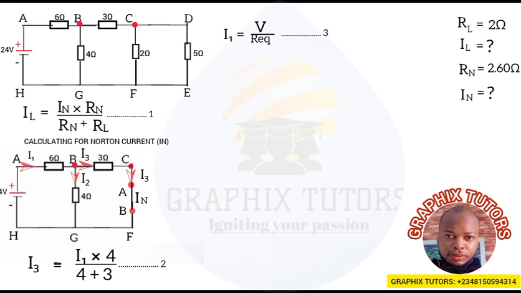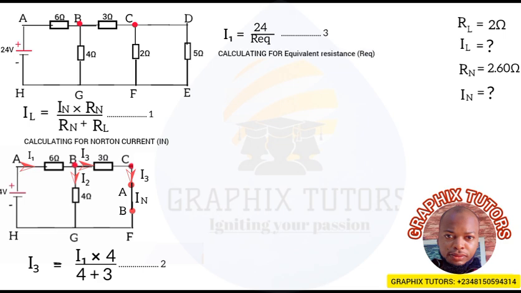Now we already know my voltage in this circuit, which is 24. Let me just put 24 there. But we don't know the R equivalent. So we need to calculate the R equivalent in this circuit in order to get my I1. So let's calculate the R equivalent here now.